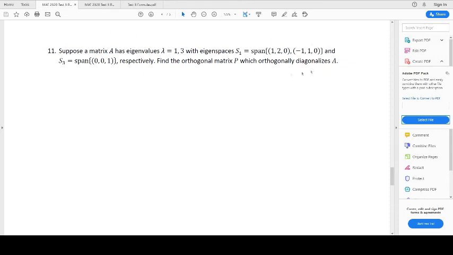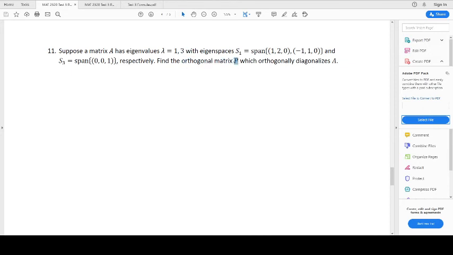So the key to this problem is we don't really need to do that much. We don't actually know what this matrix A is. I'm not giving you a matrix. I'm just giving you the eigenvalues that some matrix has, and then the eigenspaces that it has. So we already have all that work done.